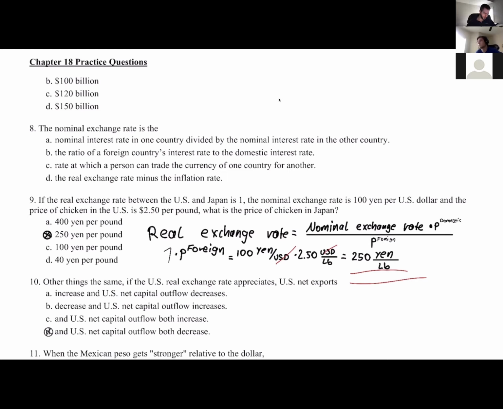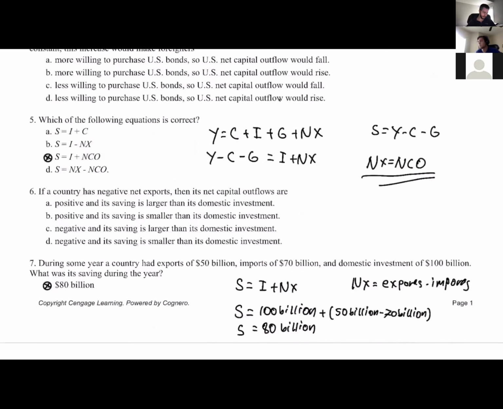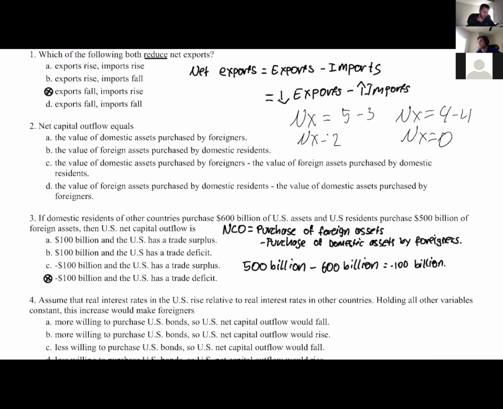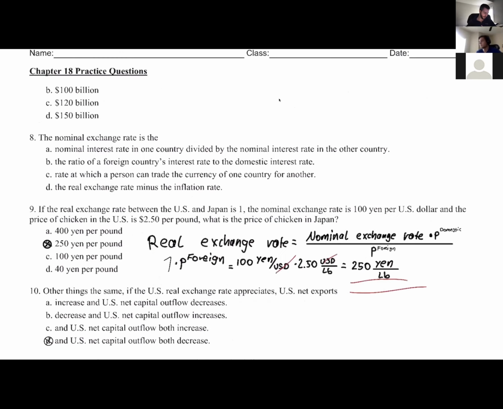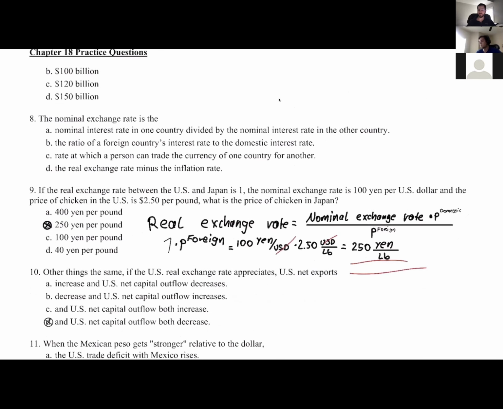So that means that if the dollar appreciates more, they're going to have even more trouble selling these American goods that are now even more expensive relative to other countries. So that's why exports will decrease. And if we remember, if exports decrease, net exports in total also decrease. So that's why D is the only correct answer for this question. And just understanding these concepts will make it really easy.